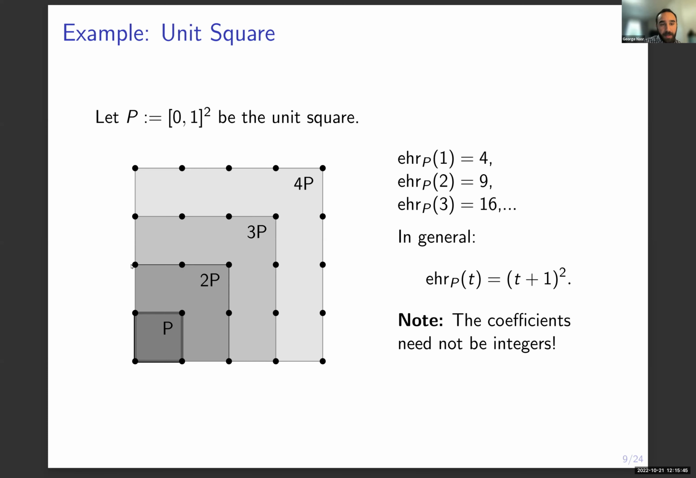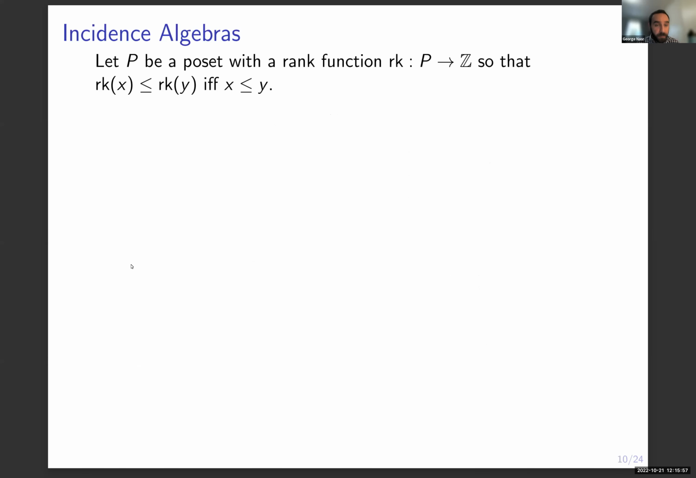Great. So now I'd like to show you another valuation that I'll be interested in. This one requires quite a bit more technical details, but I think it's worth seeing if you've never seen something like it before. So now I'm going to talk about incidence algebras. So we're going to start with a poset P and a rank function that goes from P to the integers. And this function basically respects the ordering of the poset. So the rank of X should be less than or equal to the rank of Y if X is less than or equal to Y.